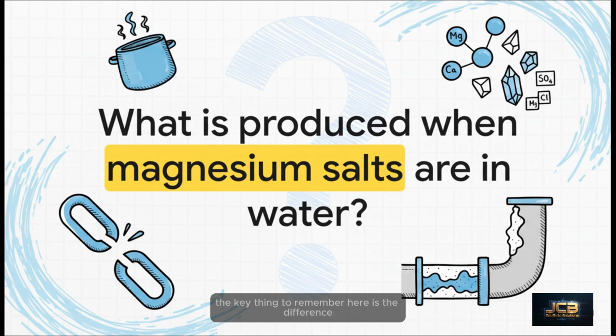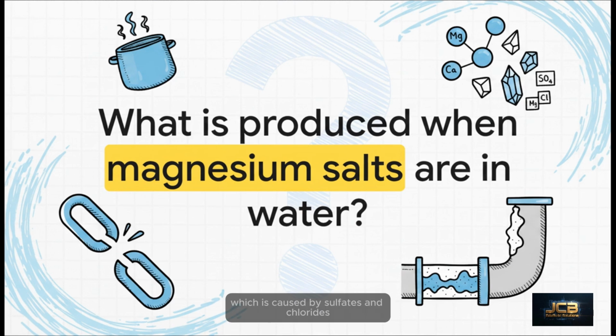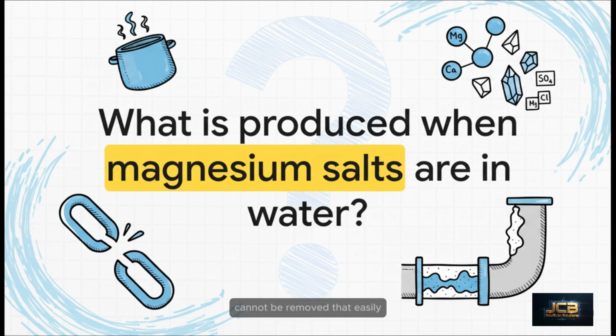The key thing to remember here is the difference. Temporary hardness can be removed just by boiling the water, but permanent hardness, which is caused by sulfates and chlorides, cannot be removed that easily.